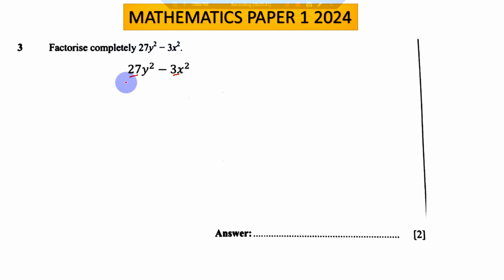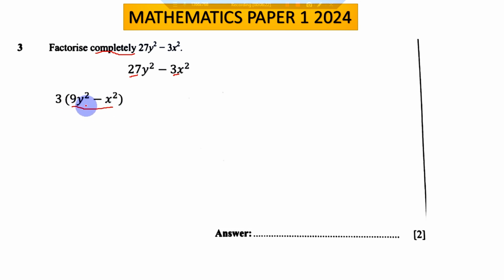So the 3 will go into 27 how many times? That is 9 times. So now, we'll take the 3 outside. It means the 3 is common. Then we open the bracket. So inside the brackets, 3 dividing into 27, we have 9, so here we have 9y squared. Minus 3 divided by 3, that's 1. So we have x squared here. Since we are factorizing completely, what remains inside the brackets has to be factorized now using the difference of two squares method.